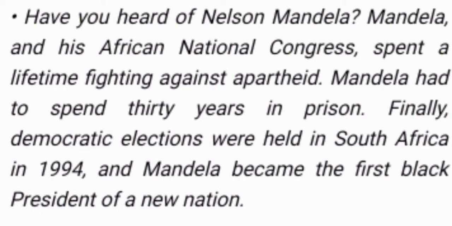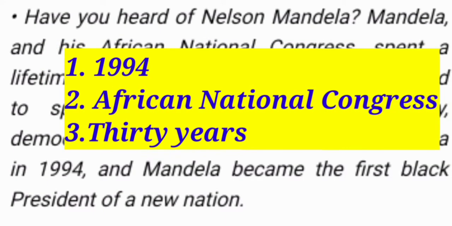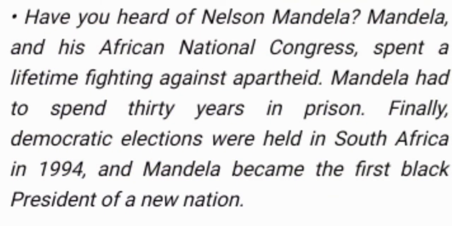So here are some points that you have to learn. When were the first democratic elections held? In 1994. What is the party name of Nelson Mandela? The party name of Nelson Mandela is African National Congress. And how many years did he spend in jail or prison? Nelson Mandela spent 30 years in prison. So please revise these points. These points are very important.